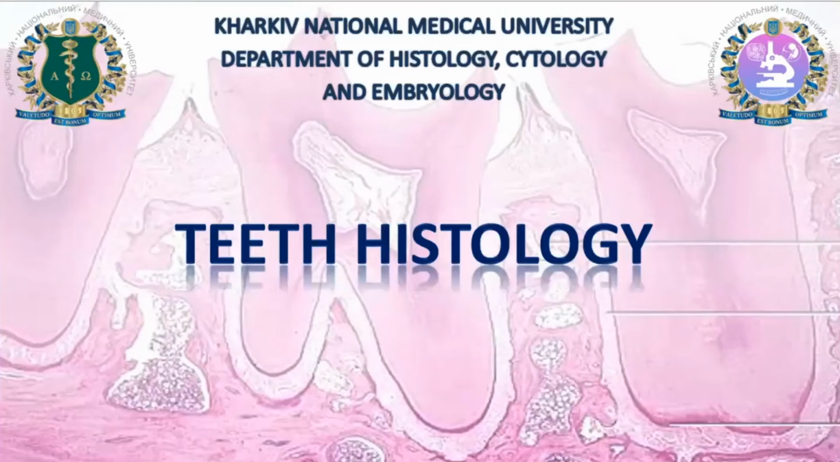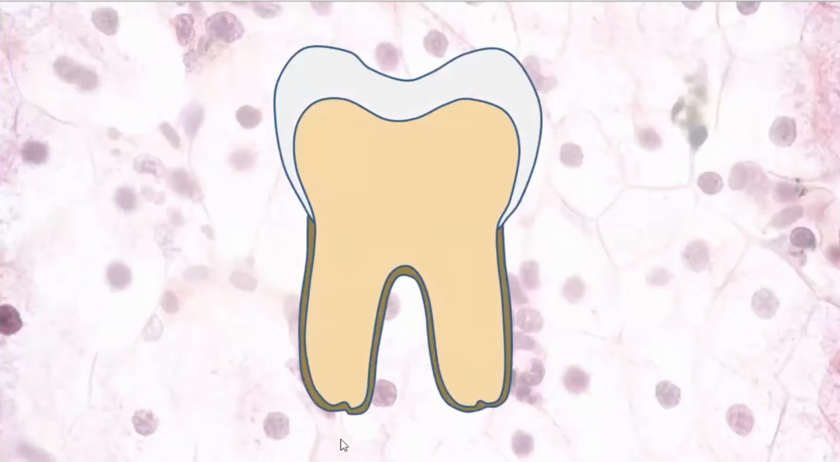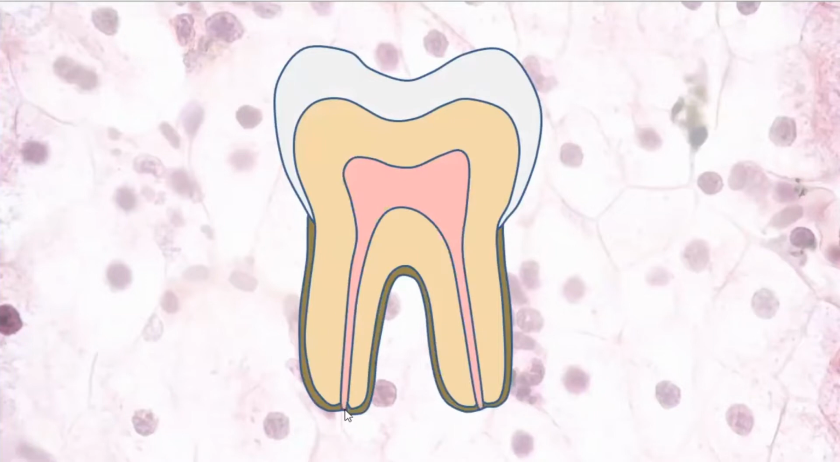So, students, now we will talk about teeth histology, the microscopic structure of teeth. Let's look at the main parts of a tooth. Here we can see dentine, the hard tissue of the tooth. It's also covered with enamel. It has cementum, and inside the tooth we have pulp. Pulp contains blood vessels and nerves, and it forms the inner cavity of the tooth.